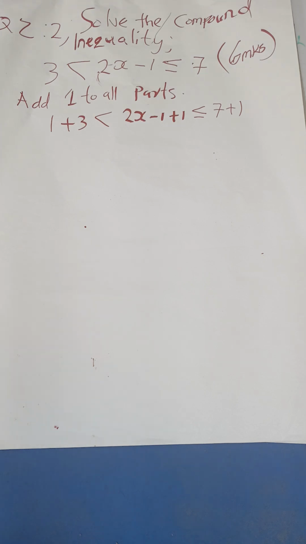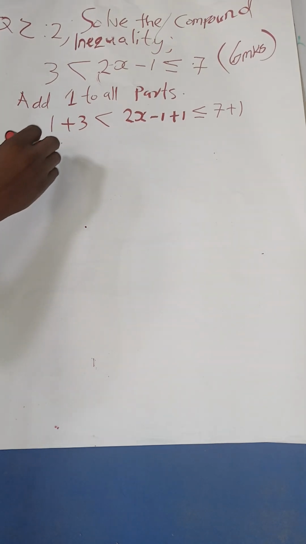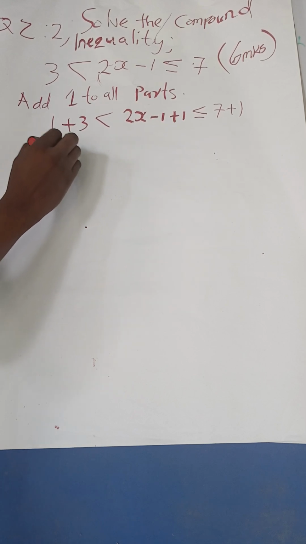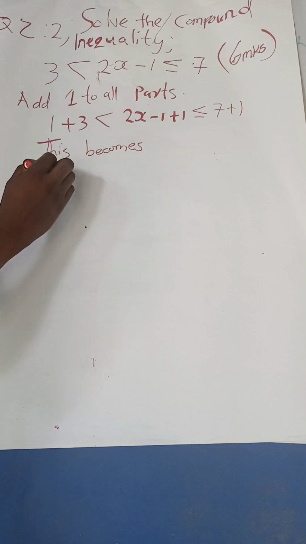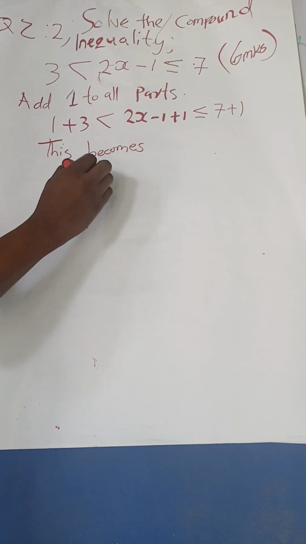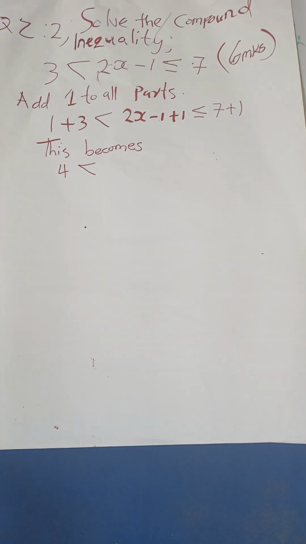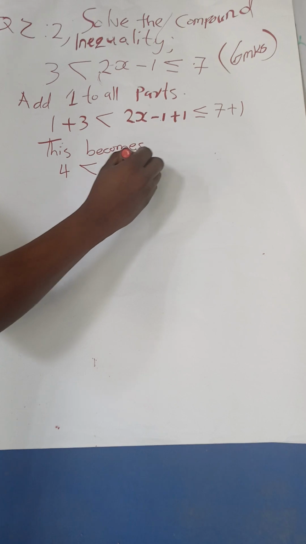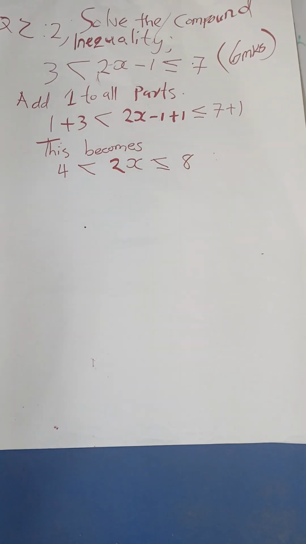If we solve now, this becomes 4 less than, since negative 1 plus 1 eliminate each other, meaning negative 1 plus 1 is 0. So it will remain 2x, less than or equal to 8. Good.